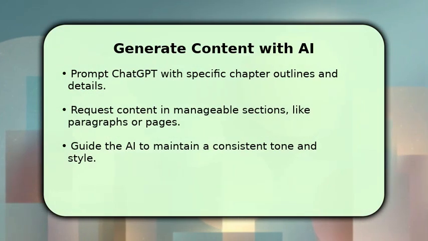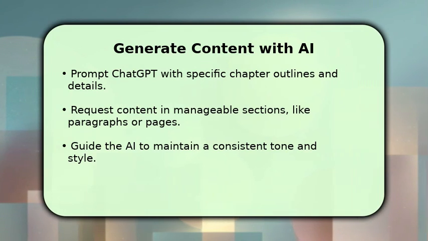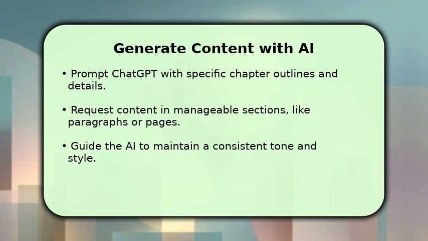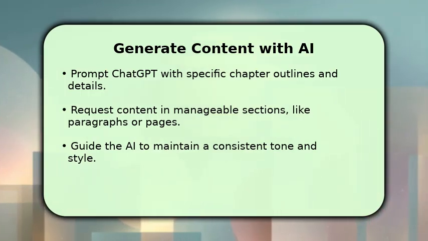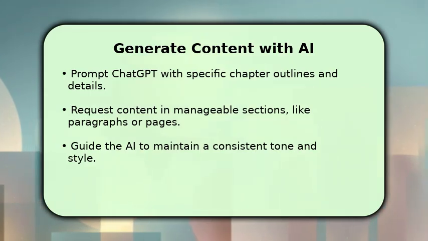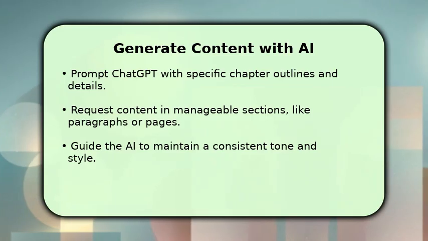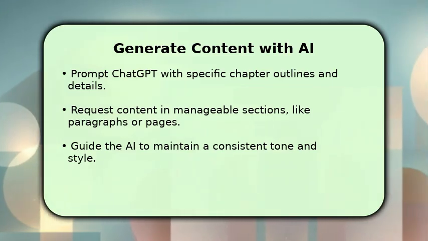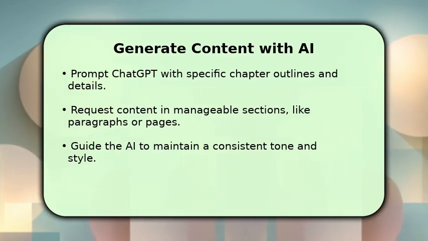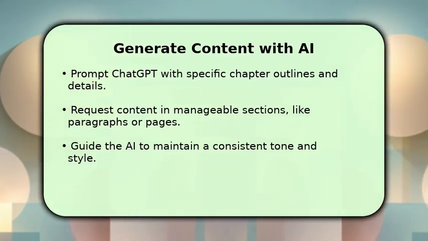Once your outline is solid, it is time to generate content. Provide ChatGPT with precise prompts based on your chapter outlines, requesting content in smaller, digestible sections. Guide the AI to maintain a consistent tone and style throughout your manuscript. Remember, this is an iterative process. Refine your prompts to achieve the desired narrative depth or informational accuracy for your book.